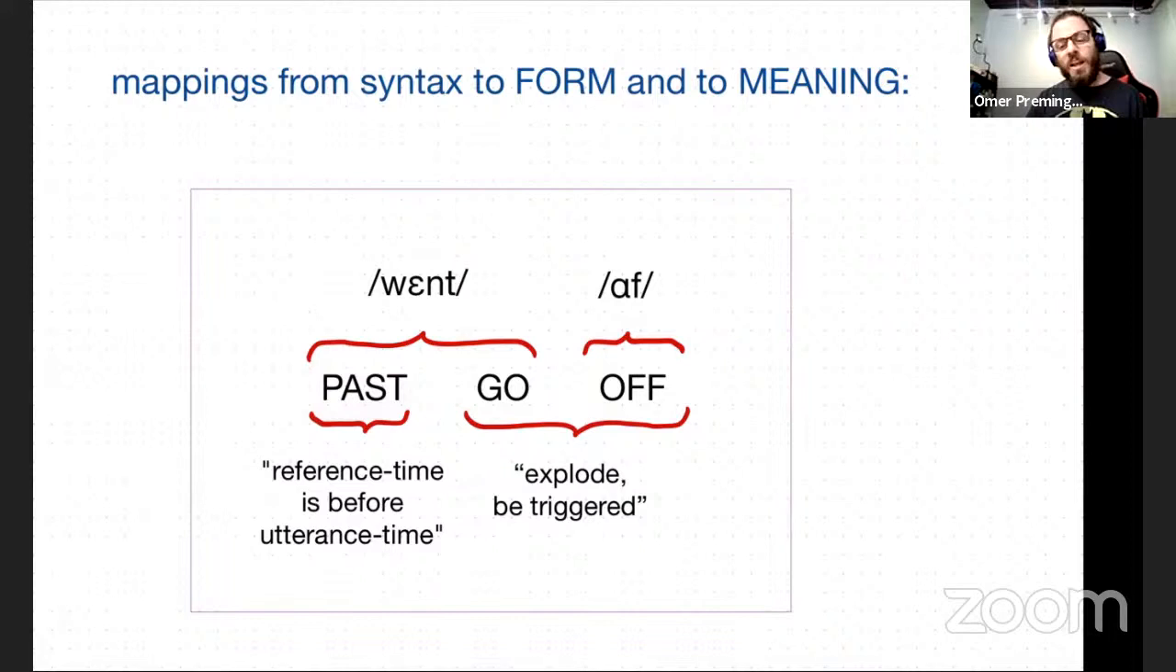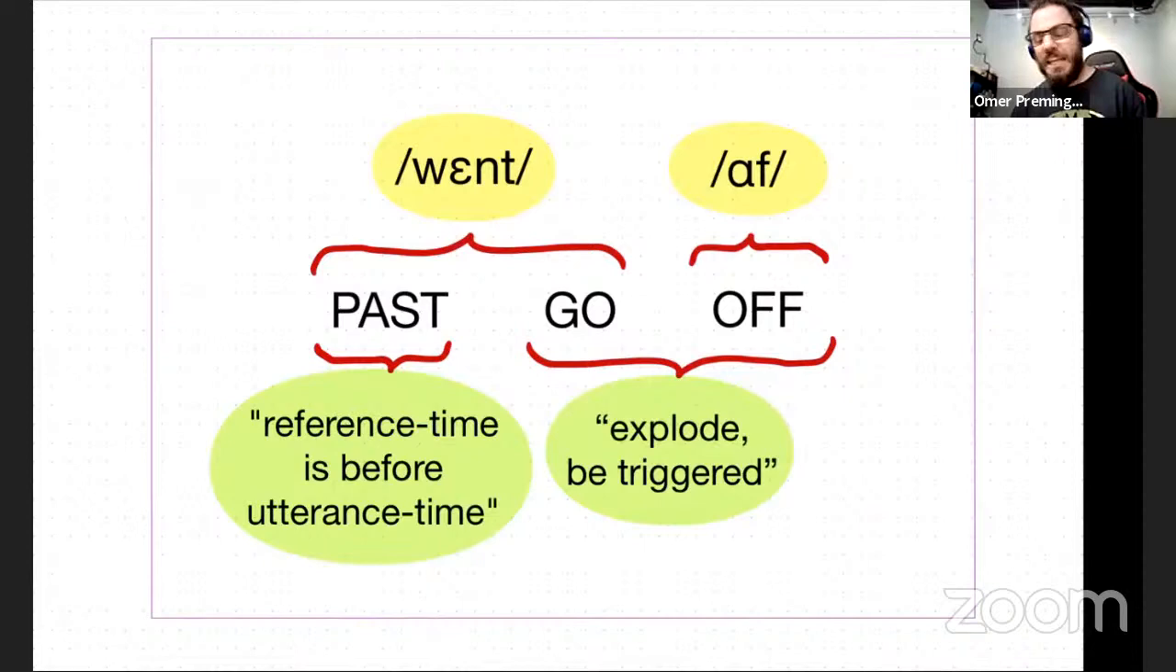Now, imagine you're Ferdinand de Saussure and you think language involves signs that pair meanings with arbitrary forms. Well, let's start with a meaning here. What form is paired exactly with the meaning reference time is before utterance time among the forms listed here? Well, the answer is none of them, because this does not express past alone. And so there's no unit of form corresponding to this unit of meaning, nor is there a single unit of form corresponding to this unit of meaning. Because if you start here, you're not going to find one thing here that corresponds exactly to this unit of meaning. That is the same if you want to start from forms and work your way towards the meanings.